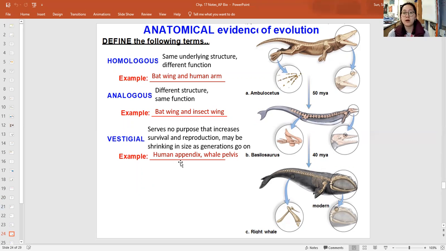Another one is the whale pelvis. The whale ancestor came from land, so they used to walk. But whales now swim and they don't need their pelvis bones anymore because they don't use or have any hind legs to be walking around with when they're swimming around in the ocean.